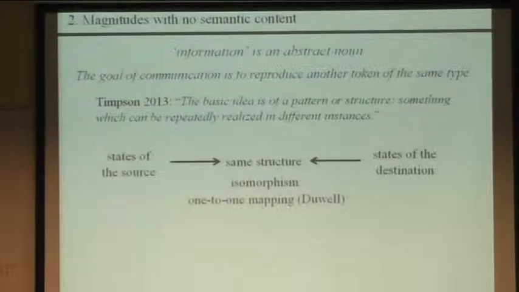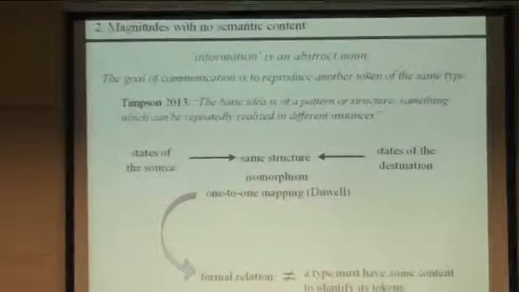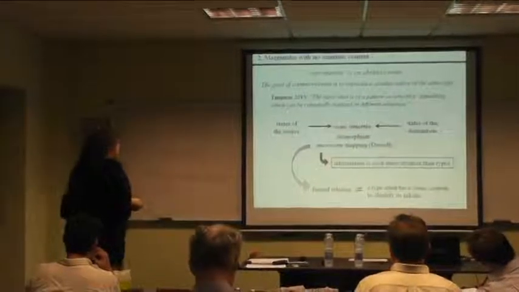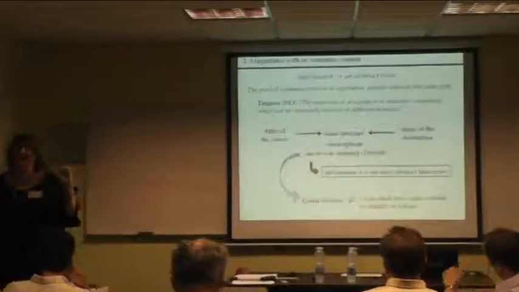Okay, I think that it is better, but this is a formal relation. This is not the relation between tokens of the same type, because in the philosophical sense of the difference between token and types, a type must have some content to identify its tokens. And here we are talking about something that is completely and absolutely formal. So information, in a certain sense, is even more abstract than types.